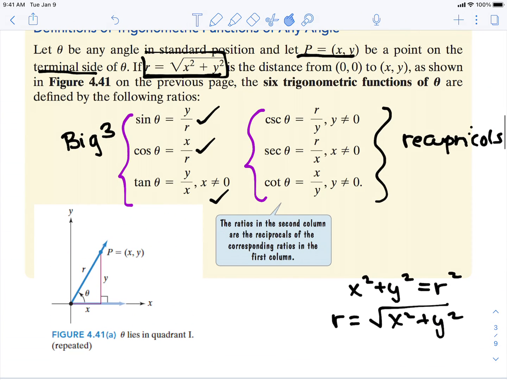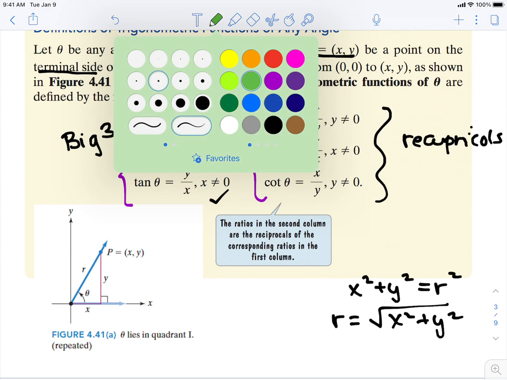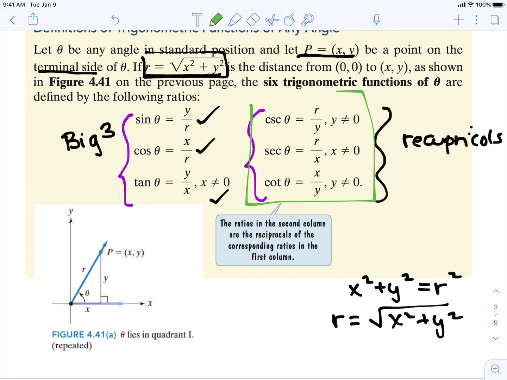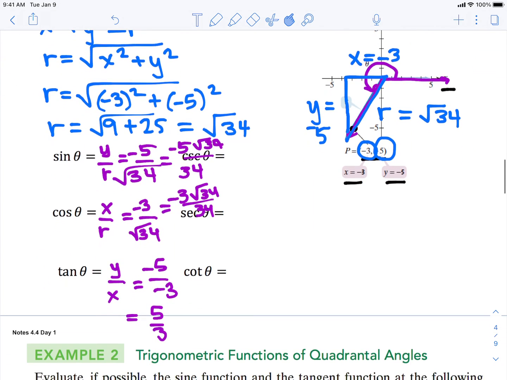Now I'm going to do the inverses. So these are just the inverses of your big three. So we're going to get the square root of 34 over 5 with a negative. We're inversing the cosine, negative square root of 34 over 3. And then inverse the tangent, 3/5.